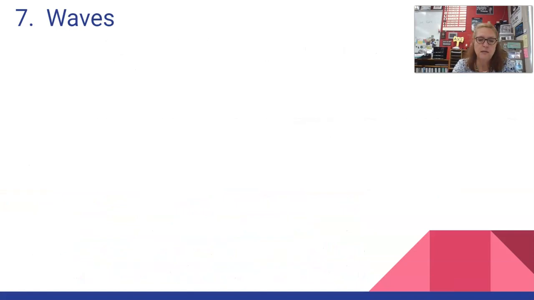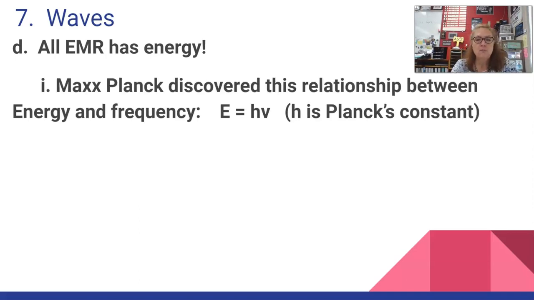Okay, so let's go to the next page. Let's look at letter D. All electromagnetic radiation has energy. So what does this mean? Well, real quick, Max Planck discovered this relationship between energy and frequency. The equation is important: E, which is energy, is equal to h times nu, that's frequency again, and h is Planck's constant. So it's just a number.